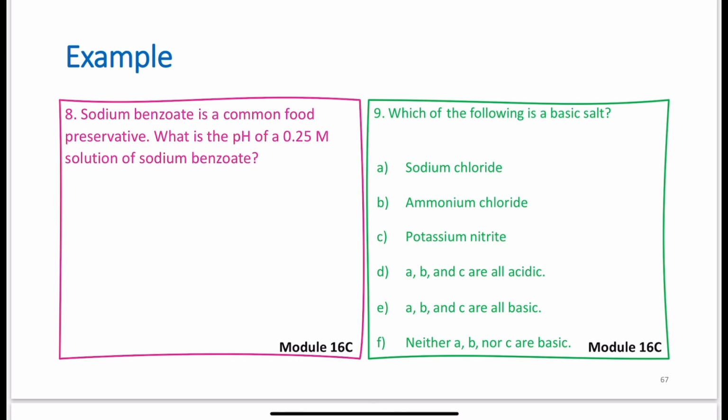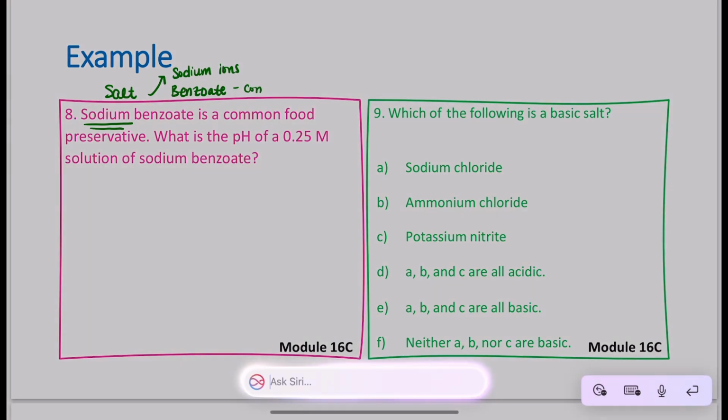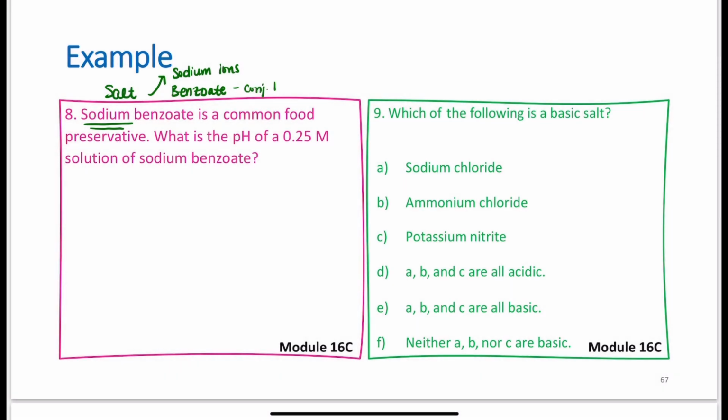You need to recognize, though, if this is acidic or basic. You need to recognize what this is coming from. When I see that word sodium here and not hydroxide after it, it's not a base. This is a salt. Sodium benzoate splits up into sodium ions and benzoate ions. And benzoate is a conjugate base of a weak acid.